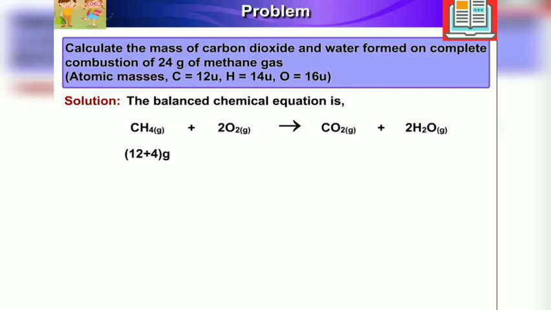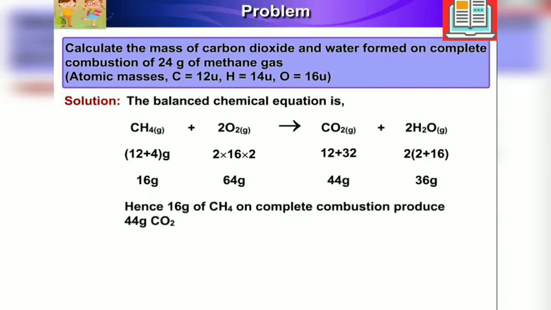12 plus 4 grams. 2 multiplied by 16 multiplied by 2. 12 plus 32. 2 multiplied by whole bracket 2 plus 16. 16 grams of CH4. 64 grams of 2O2. 44 grams of CO2. 36 grams of 2H2O. Hence, 16 grams of CH4 on complete combustion produce 44 grams of CO2.